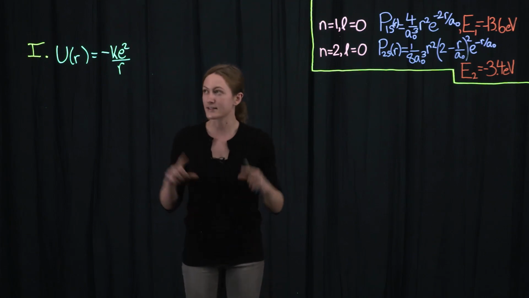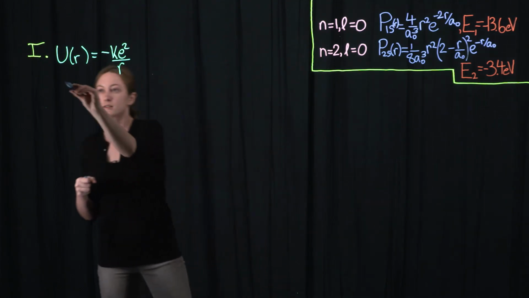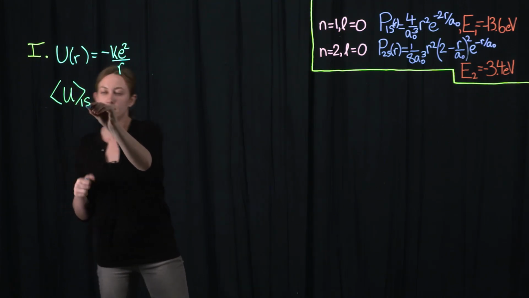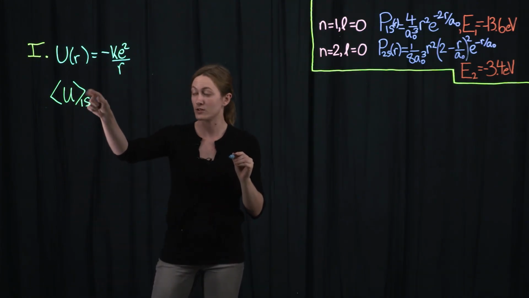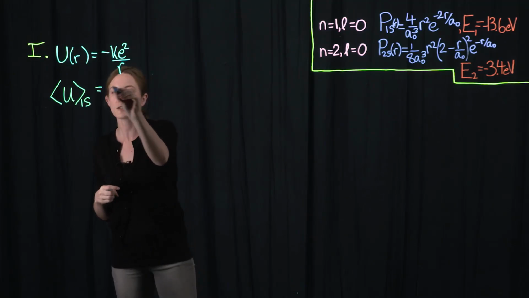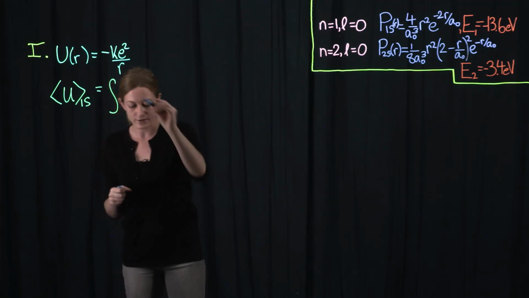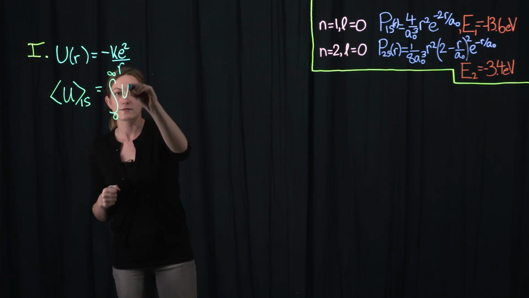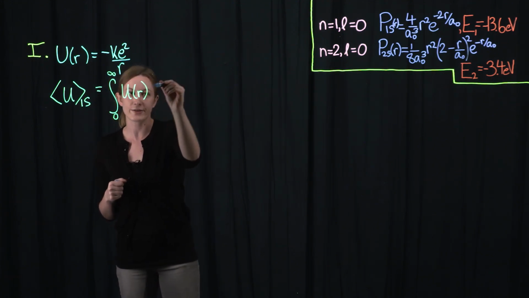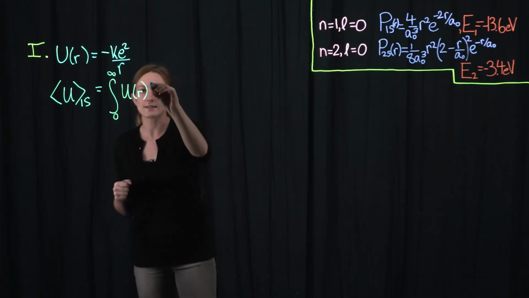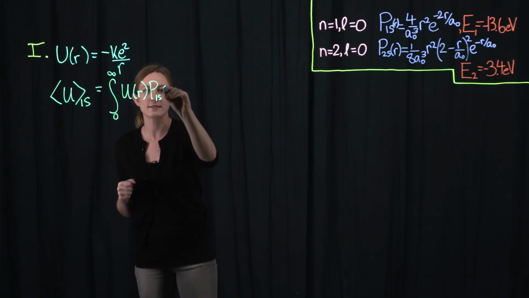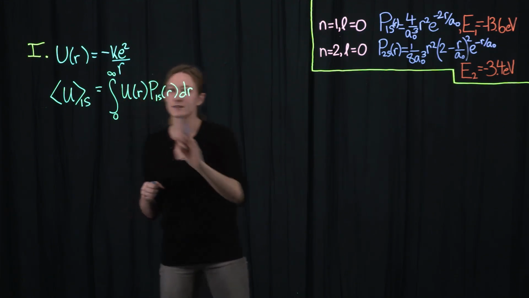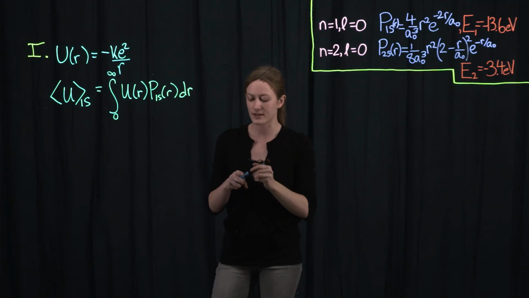We can calculate the average potential energy in the 1s state. So the average potential energy in the 1s state is given by the expectation value integral from 0 to infinity of U of R integrated against the probability density, P1s of R, dr, 0 to infinity because R runs from 0 to infinity.